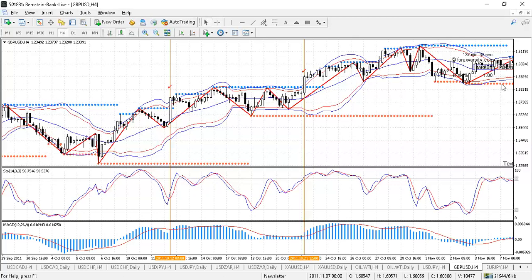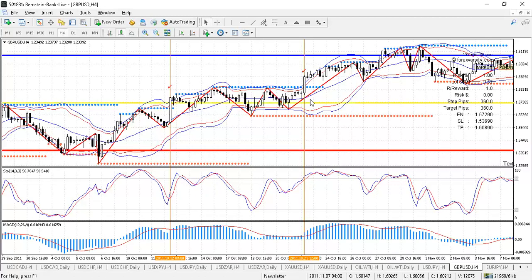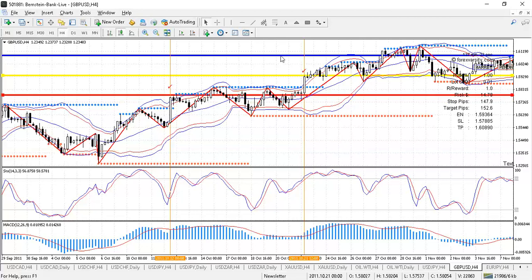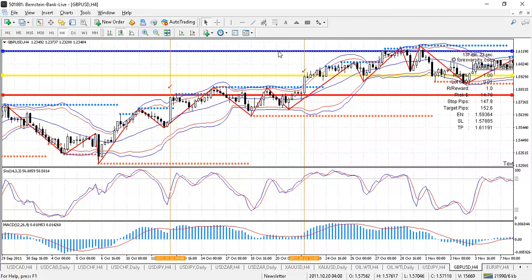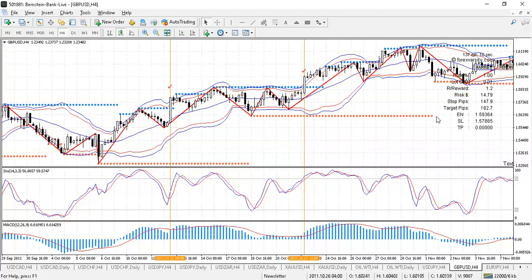Depending on what you see on the higher time frames, support and resistance and all that kind of stuff will depend on your target. For your stop loss, you could put it just at the low of that candlestick. If you're in doubt, you can just do a 1-to-1. They normally work very well.